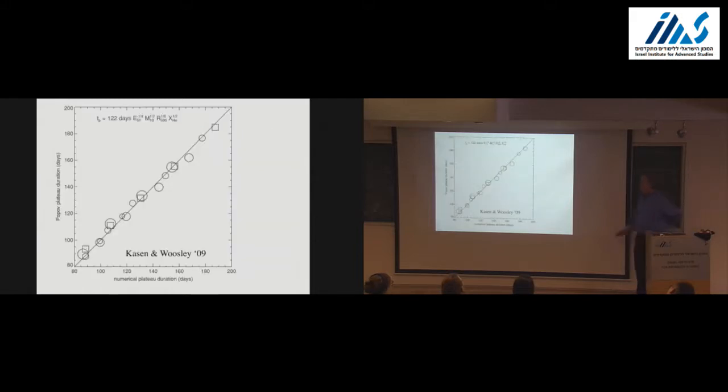So this is, again, from Dan's paper with Stan, showing the numerical plateau duration on this axis versus what was predicted by Popov. Again, pretty good. Large dynamic range here. We don't see type 2Ps with 180-day plateaus, but that doesn't matter. This is a theoretical exercise. Okay?